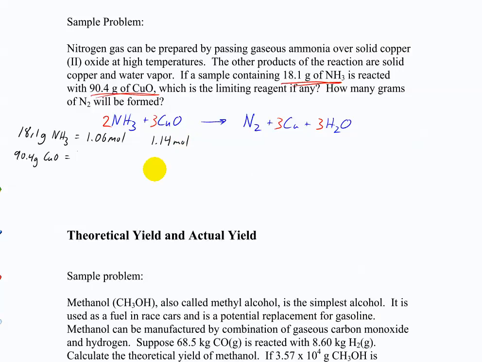Okay, so now we have moles. Now are those numbers in a 2 to 3 ratio? They're not. So what's limiting? The copper oxide. If we have 1.06 moles of ammonia, we need 3/2 that, or 1.5 times that, copper oxide. So we need about 1.5 moles of copper oxide, and we don't have that. So that means that the copper oxide must be limiting.